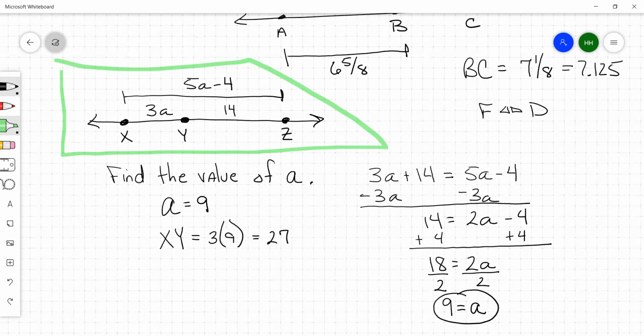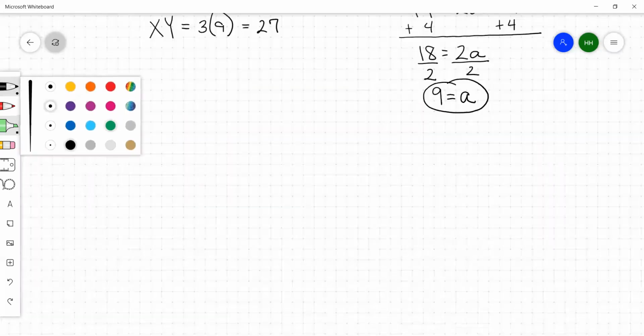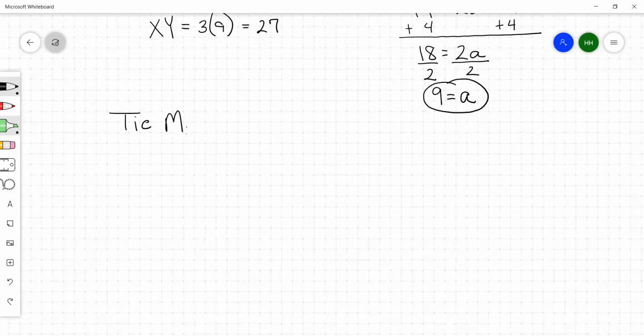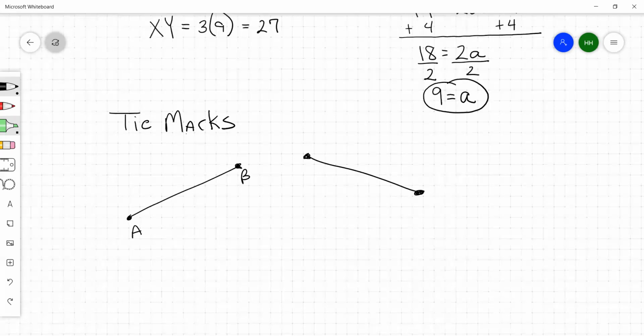All right. Looks like one last thing here. Let's talk about these tick marks. I call them tick marks. If you've got a segment and another segment, and the segment on the left is segment AB, the segment on the right is segment CD, and if both segments have the same one tick mark, then AB is equal to CD. It's a geometry way of saying that two things are congruent.